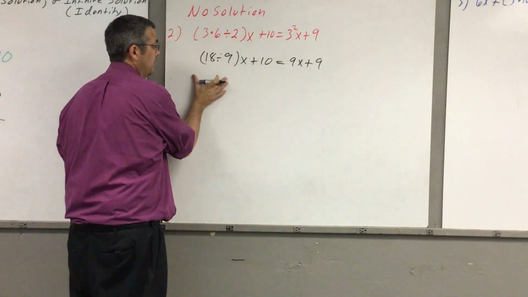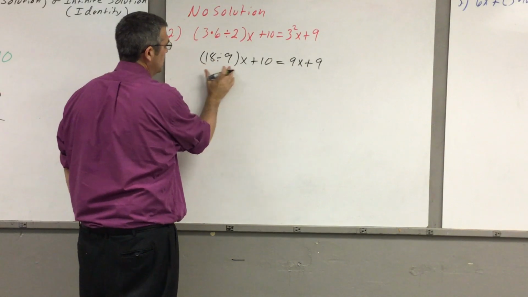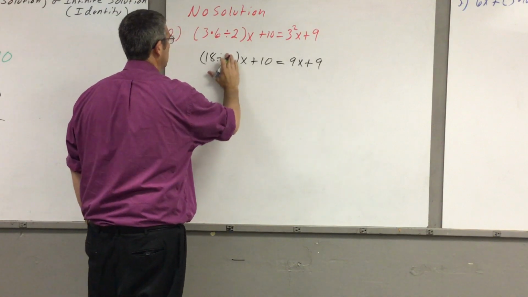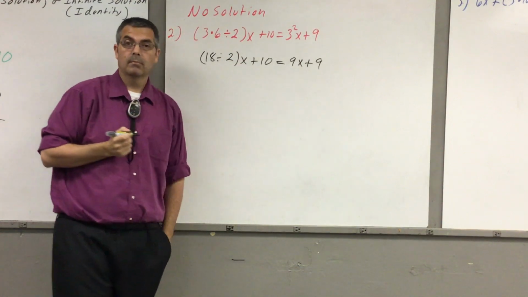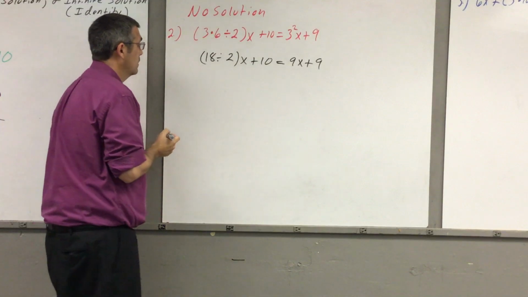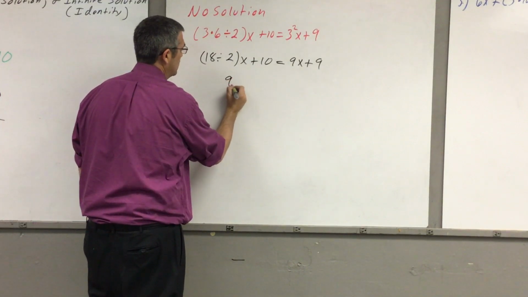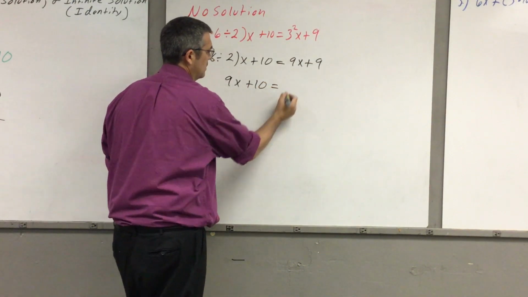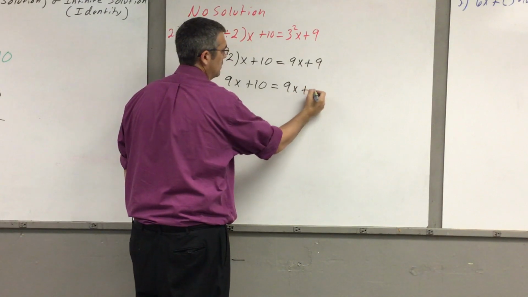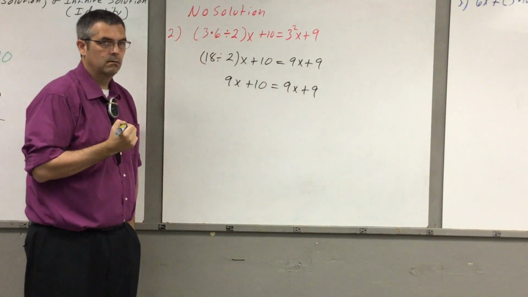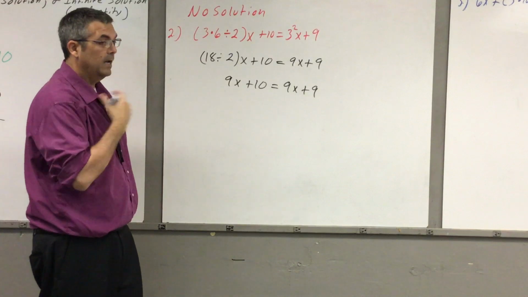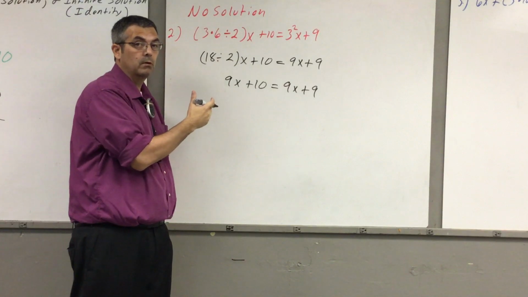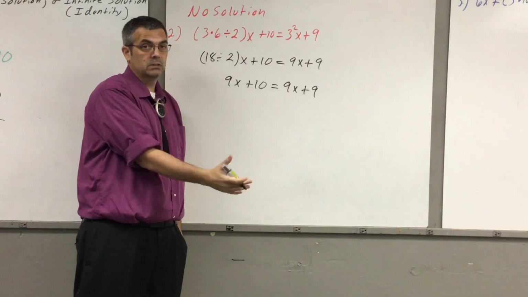Okay, so now I'm going to come back over here. 18 divided by, I put 9 there, that should be 2. Sorry. 18 divided by 2. 18 divided by 2 gives me 9x plus 10 equals 9x plus 9. Okay? Now, I can look at this right here and tell that it's no solution. And you'll be able to, once you get to this point, look at it and tell that it's no solution after I show you this next step.